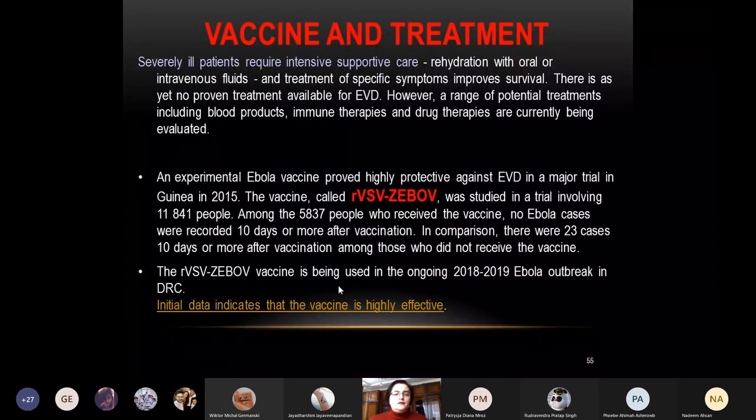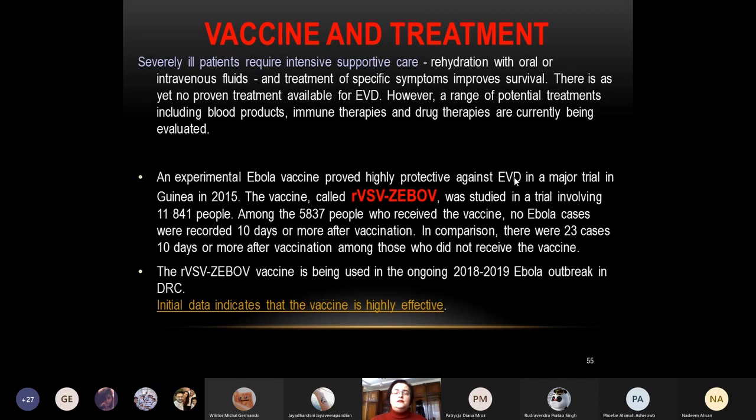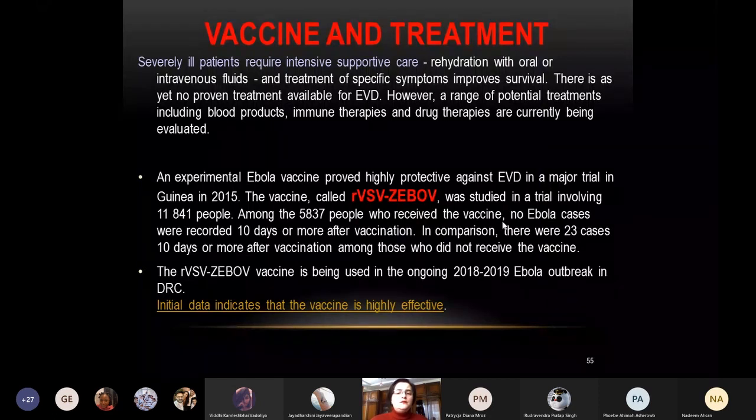An experimental Ebola vaccine proved highly protective against Ebola virus disease in a major trial in Guinea in 2015. The vaccine, called rVSV-ZEBOV, was studied in a trial involving 11,841 people. Among about 6,000 people who received the vaccine, no Ebola cases were recorded 10 days or more after vaccination. In comparison, there were 23 cases 10 days or more after vaccination among those who did not receive the vaccine.